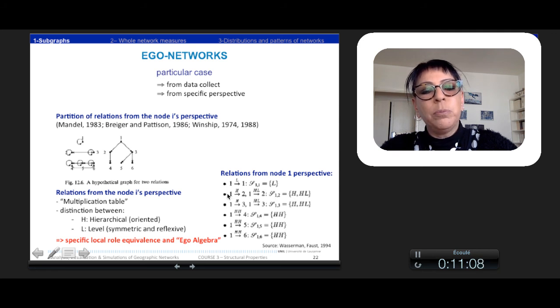To reach the point 2, 1 can go hierarchically directly to 2, or it can go also to 3 and take the horizontal linkages to 2, which makes H and HL. And the same for 3, and for 4, it can take here the HH, and the same for 5, and the same for 6.